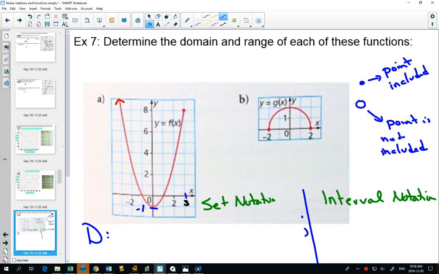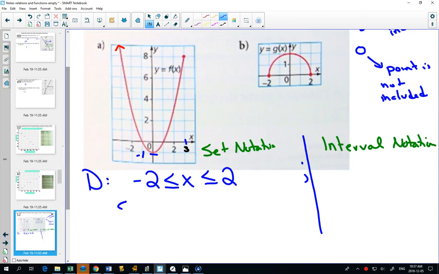Do we have a smallest x value? Yes. Negative 2 is the smallest x ever gets. Do we have a biggest x value? Yes. Positive 2. In set notation, we would say that x is bigger than or equal to negative 2 and less than or equal to 2. That would be the short way. That's all you would need to write.